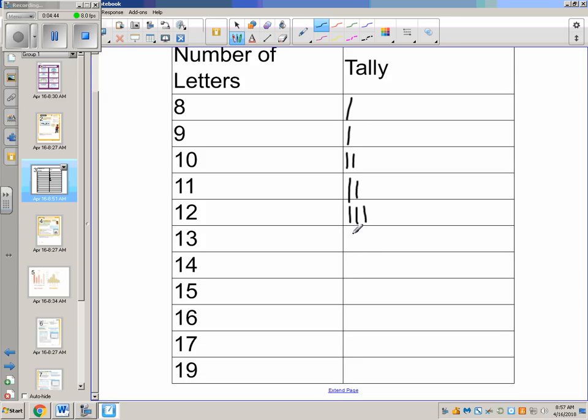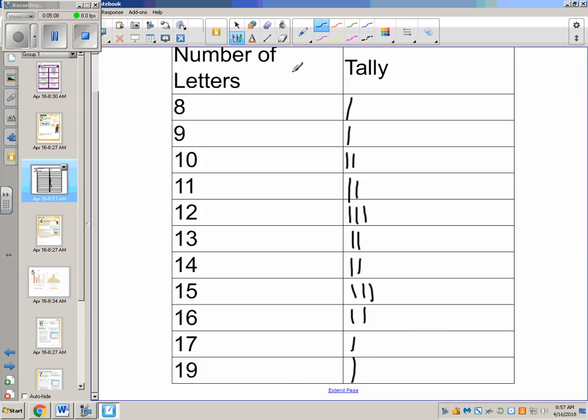I believe there's 2 that have 13. There's 2 that have 14. There's 3 people that had 15 letters in their name. There were 2 that had 16, one that had 17. Again, there was nobody with 18, so I didn't even include that in my table, and there was one with 19.